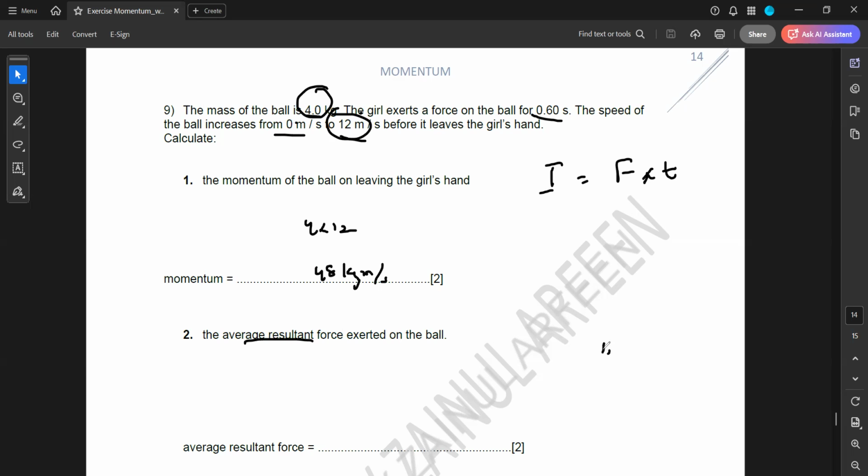If I need the force, it will be equal to impulse divided by time. I can use this formula and I'll get the answer. Or there's also another formula I can use: F equals ma, force is mass times the acceleration. I'll solve with both and I'll get the same answer. Whether I use F equals ma or impulse divided by time, it equals the force.